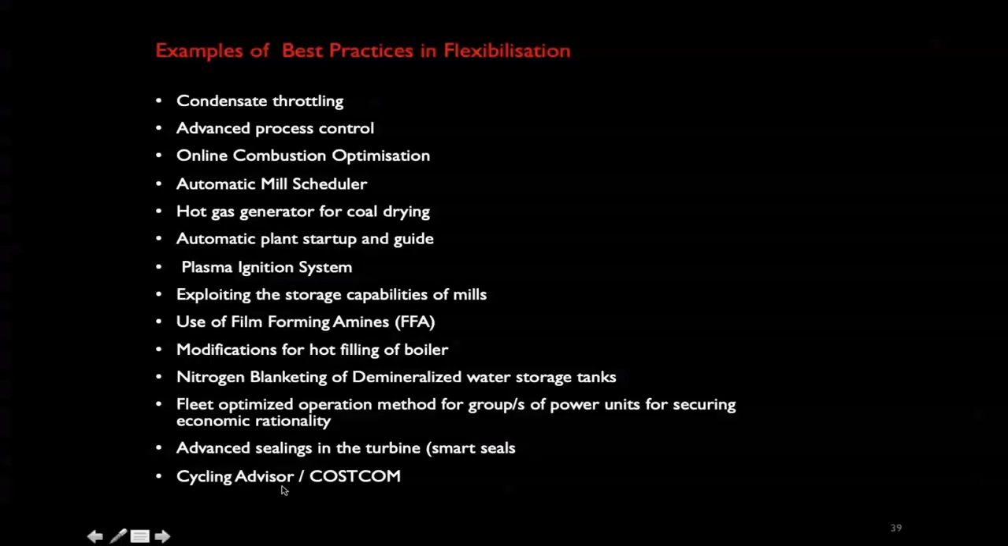A cycling advisor, this is Costcom by Intertech. This is one of the best solutions that I have seen. It is low cost and a very good solution, which will give you the online cost of your cycling, component wise damage. EPRI also has some similar solutions, but I don't know much about the others. Nitrogen blanketing of DM water storage tanks will save a lot compared to the chemistry related damages that I was showing you. That's all.